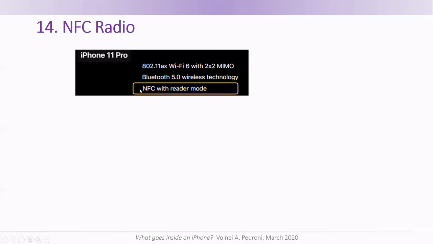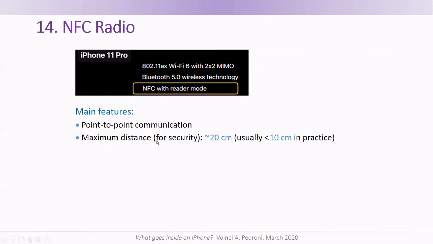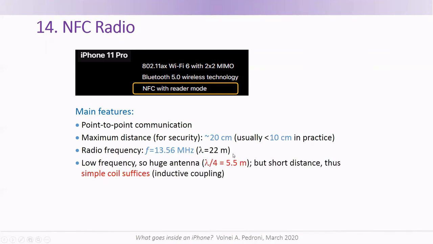The iPhone 11 comes with NFC radio and it has support for reader mode. So let me show you a few features of this kind of radio. It's for point-to-point communication. The maximum distance for security is 20 centimeters, though in practice it is usually below 10 centimeters. The radio frequency we saw before, it's 13.56 megahertz, so a huge lambda of 22 meters. And low frequency means huge antenna, but since the distance is small, a simple coil suffices. The data rate can be 1, 2, or 400 kilobits per second in round numbers. And reader mode, which is mentioned here, means that the device can read NFC tags.